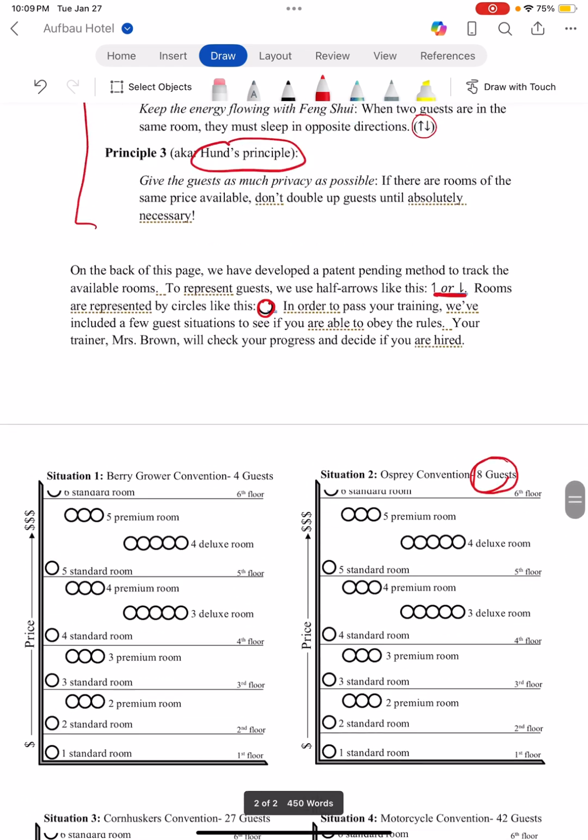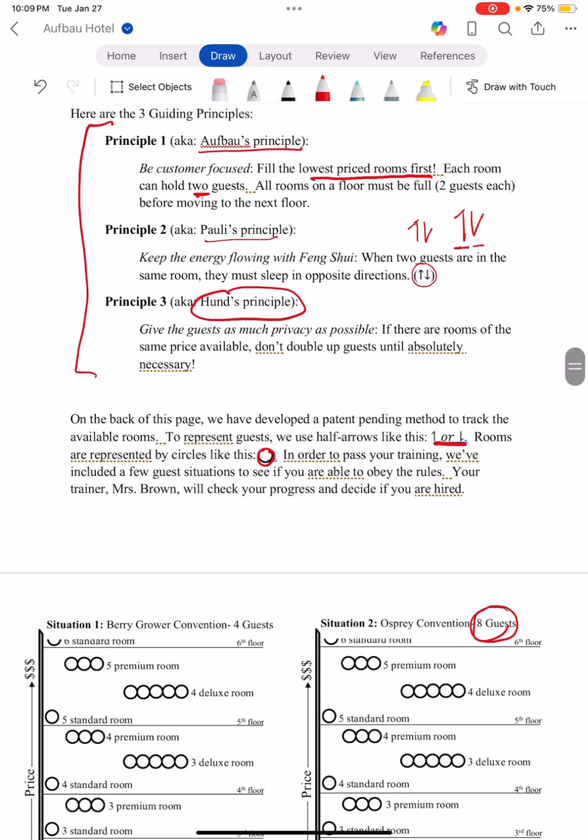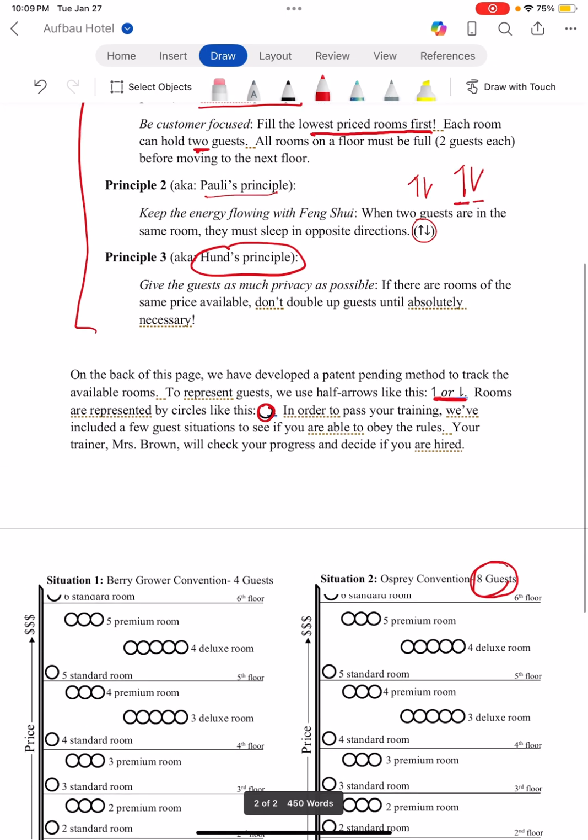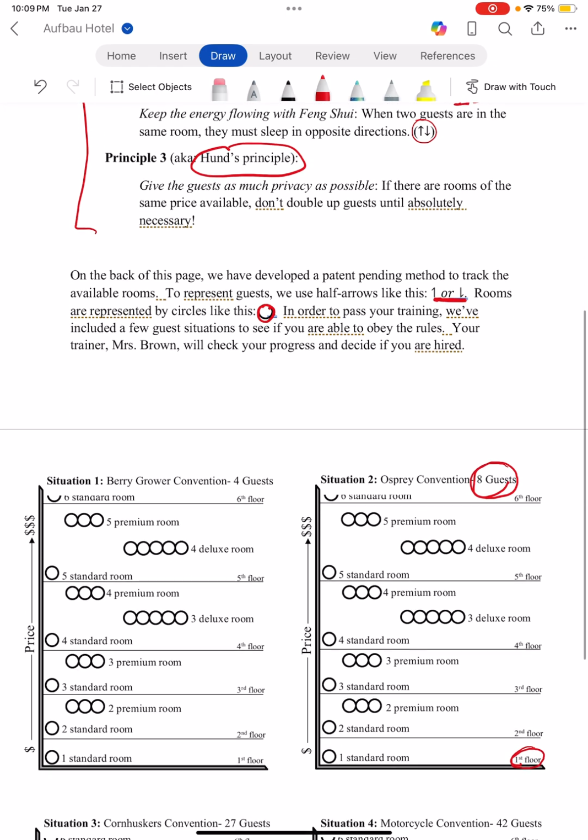Okay, so if you remember, our first rule, Aufbau's principle, says we have to fill the lowest level first. So we have to go to the first floor before moving to the second floor. Okay, our second principle tells us we have to have guests in the same room in opposite directions. And then third, if there are the same price available, then we need to use them first.